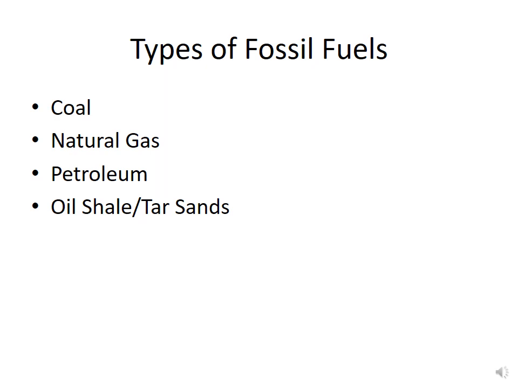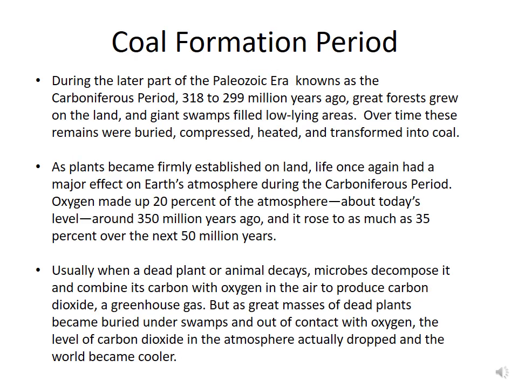So if we think of fossil fuels for energy production, we're literally looking at hydrocarbons, which can broadly be broken out into coal, natural gas, petroleum, and alternatives such as oil shale and tar sands. So coal primarily formed during the late Paleozoic era, which is known as the Carboniferous period, which was right around a little bit more than 300 million years ago.